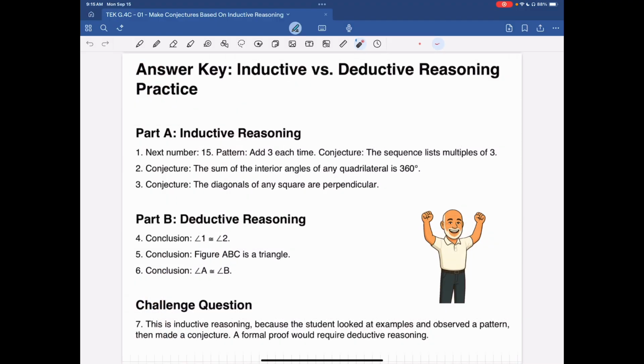My friends, here are the answers to the problems. Please pause the video now and check your answers. When you're finished, press play to continue.